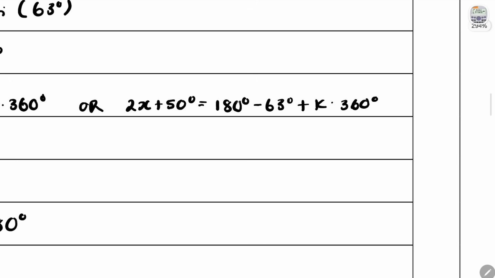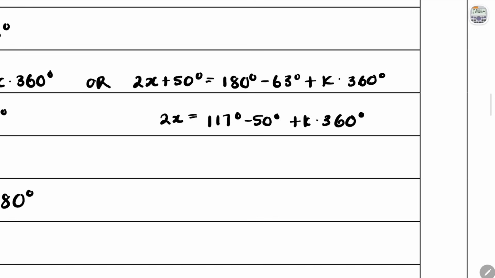And then the second one, we're going to have to just find out quickly what 180 minus 63 is. So 180 minus 63, and that's going to be 117. So we have 2x plus 50 degrees. We'll transpose that, of course. So 2x is equal to 117 degrees, and if we subtract 50 degrees, we'll find out what that is, plus k of 360 degrees. And then 117 minus 50, that's going to be 67. So we have 2x is equal to 67 degrees plus k of 360 degrees.